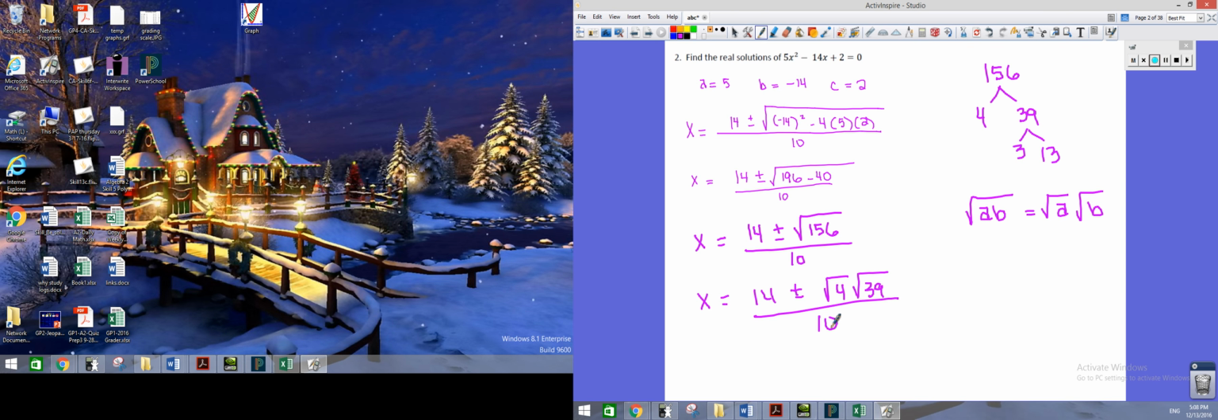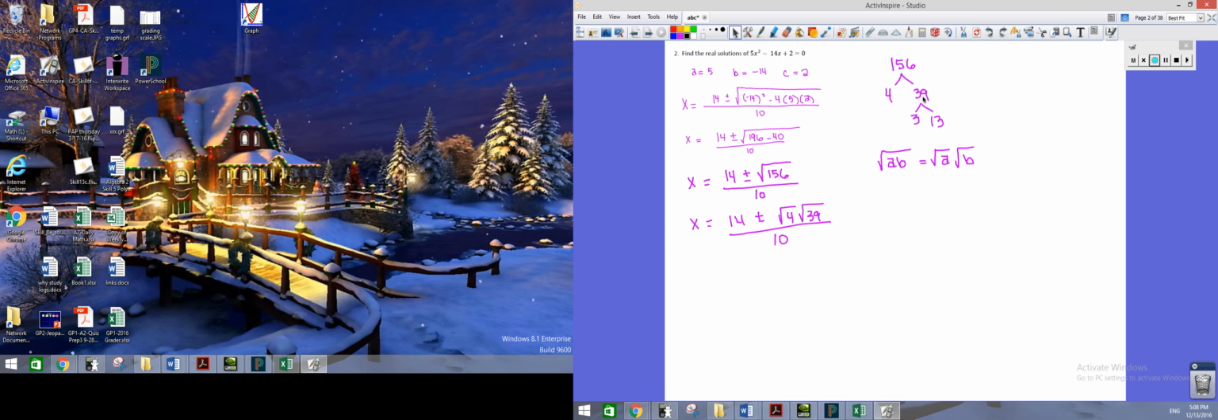over 10. The square root of 4 is 2, but I can't simplify the square root of 39 because 39 breaks down to 2 primes, 3 and 13. There's not a perfect square that divides 39. So I've got 14 plus or minus the square root of 4, which is 2. So I've got all these even numbers.